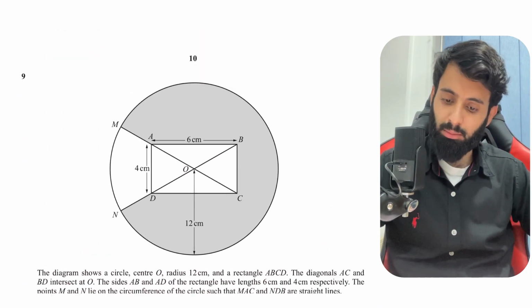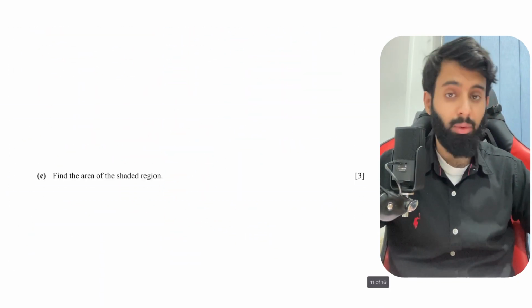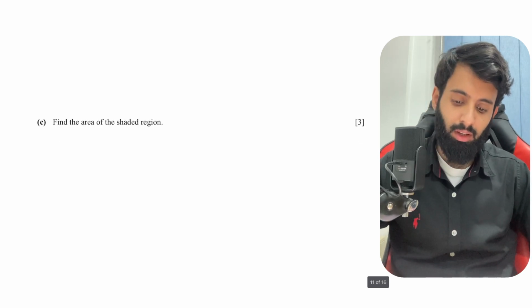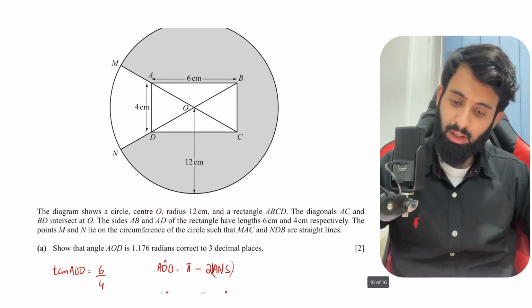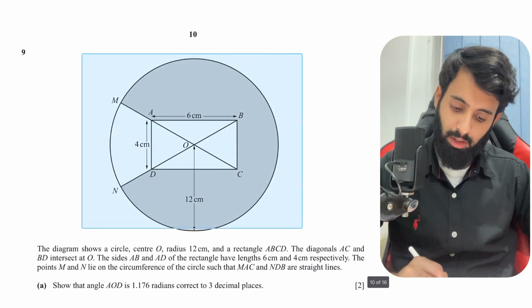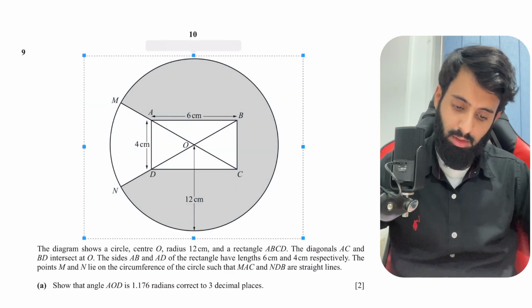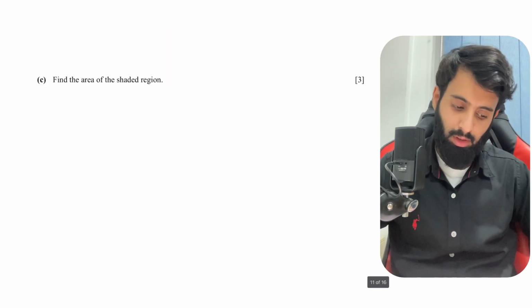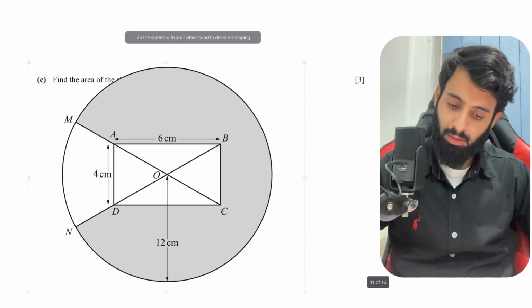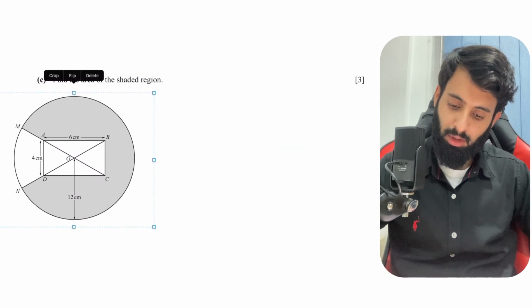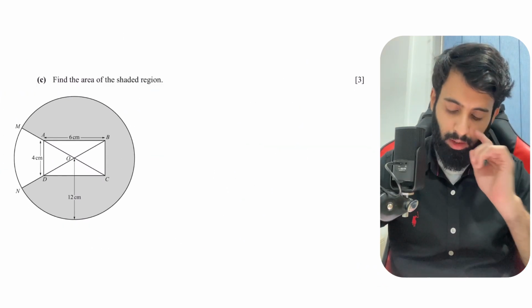That was question number 9. Oh, no, wait, that was not question number 9, because we still have to find the area of the shaded region. For the area, I'd like to do the exact same thing. I'd like to take a screenshot of this and paste it over here. Now, how do you calculate the area of the shaded region?